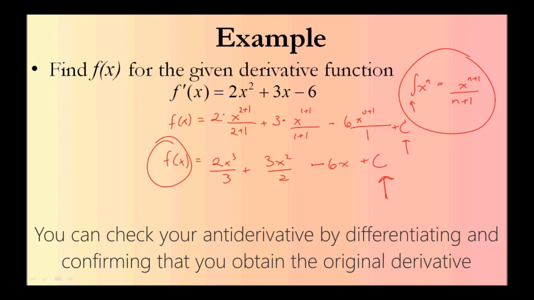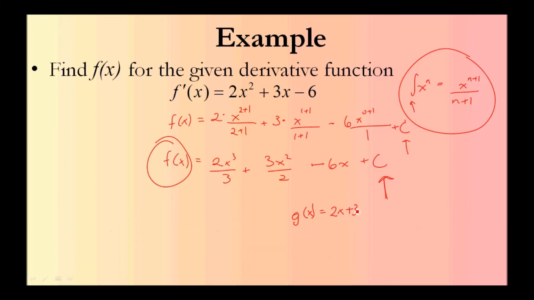The constant value c must appear in this original function to account for all the possible constants that we lose when we differentiate. So let's say we have this very simple function. I'll call it g of x is equal to 2x plus 3. That means the derivative is equal to 2, because the derivative of a constant is 0, and the derivative of 2x is 2.